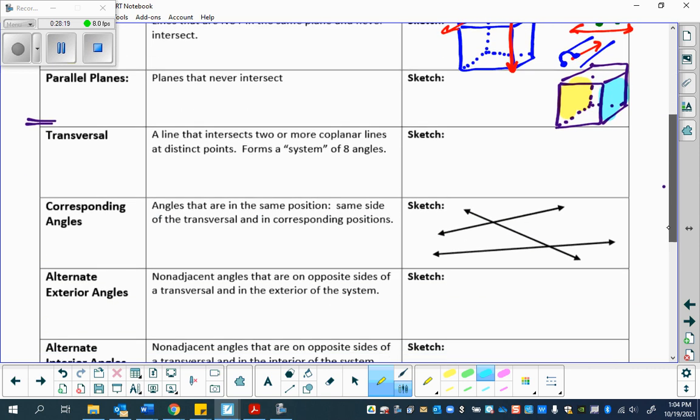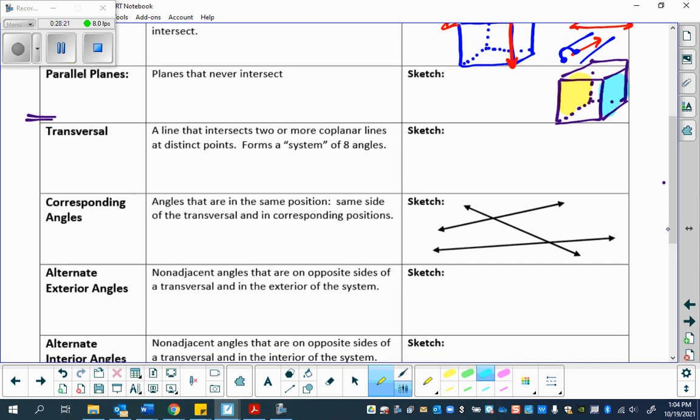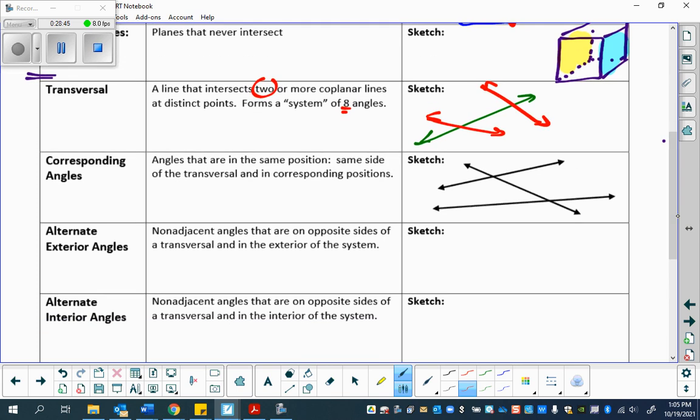When we start talking about transversals, a transversal is going to be any line that intersects 2 or more lines. So I have my 2 lines here. If there's 2 lines, it'll form a system of 8 angles, and we're going to talk about those angle families next. So your transversal is the name of this line that has those 2 intersections.